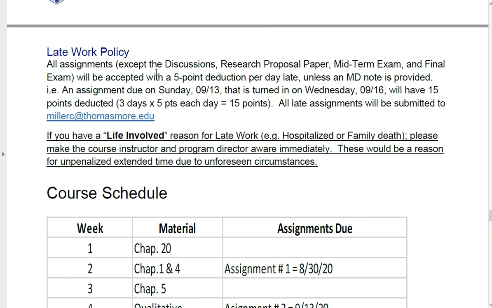Late work policy: obviously my discussions can't be late, right? Because you're time constrained on what you're doing. The research proposal paper, I need it to be submitted when it has to be submitted. You're more than welcome to submit it early, but I need time to read it and grade it in order to get your final grades in. The midterm exam has a set date that everything's due. The final exam has a set date everything's due. However, when I do your midterm and your final exam, I will have them open for 3 days. So you have a 3-day window to complete them in. Obviously, it's what works best in your schedule.